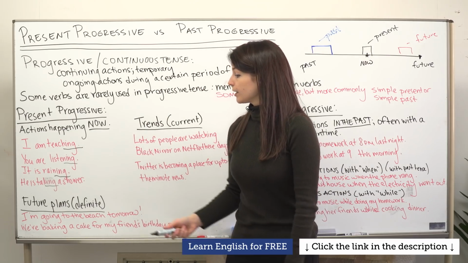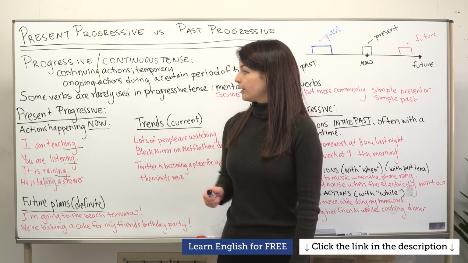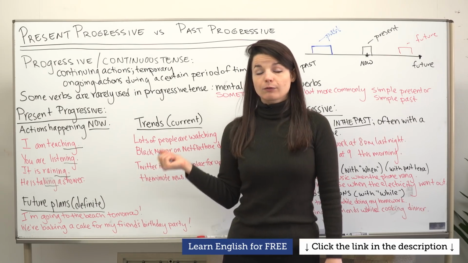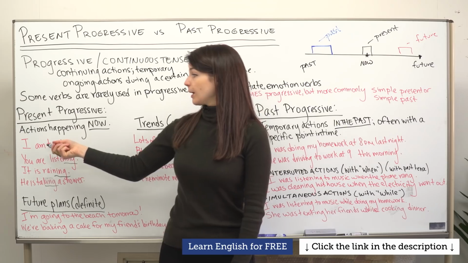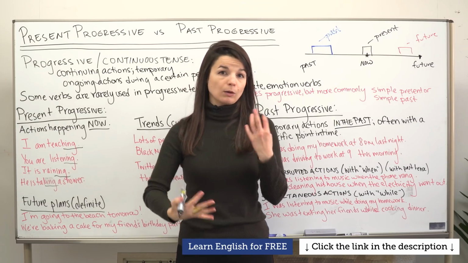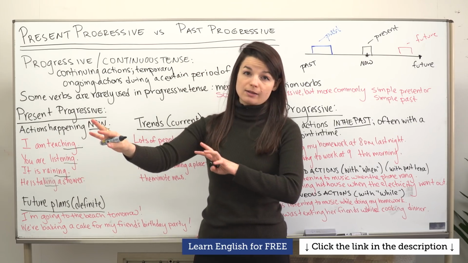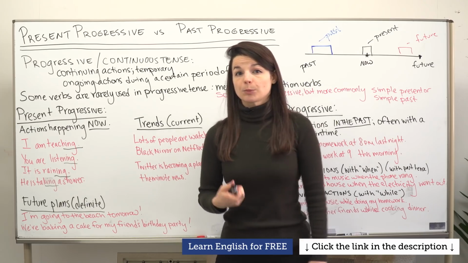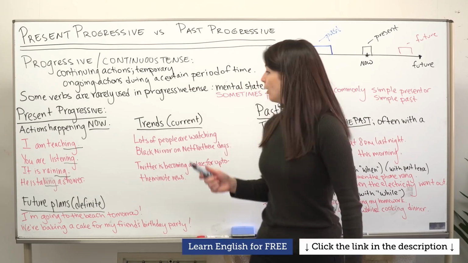The second point I want to talk about with the present progressive tense, though, is how we can use it for trends. So here I talked about how we use it for actions that we are in control of or someone else is in control of. We can also use the present progressive tense, however, for trends.